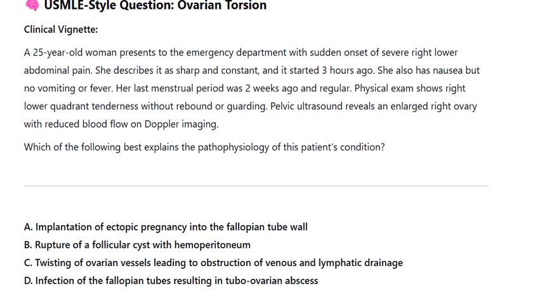B. Rupture of a follicular cyst with hemoperitoneum. C. Twisting of ovarian vessels leading to obstruction of venous and lymphatic drainage. D. Infection of the fallopian tubes resulting in tubo-ovarian abscess. Correct answer, C. Twisting of ovarian vessels leading to obstruction of venous and lymphatic drainage.